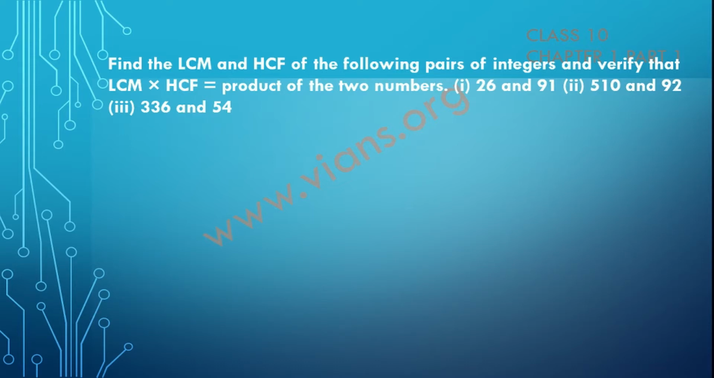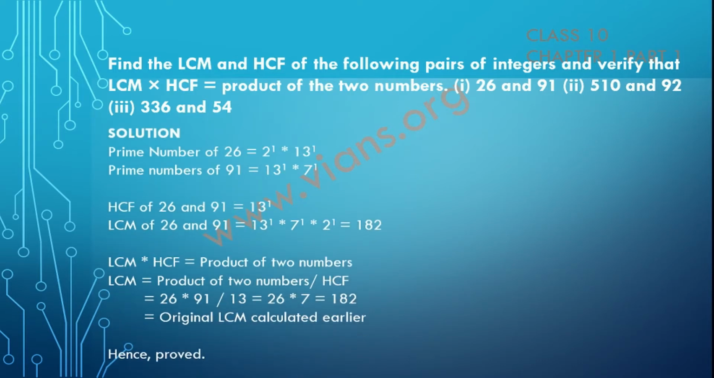Find the LCM and HCF of the following pairs of integers and verify that LCM into HCF is equal to the product of the 2 numbers. So first we have 26 and 91. We could always express that as 26 is equal to 2 raised to 1 into 13 raised to 1, and 91 is equal to 13 raised to 1 into 7. Now the HCF would be the smallest power of the common factors. So the common factor is only 13. The smallest power is 1, so it's going to be 13 raised to 1.